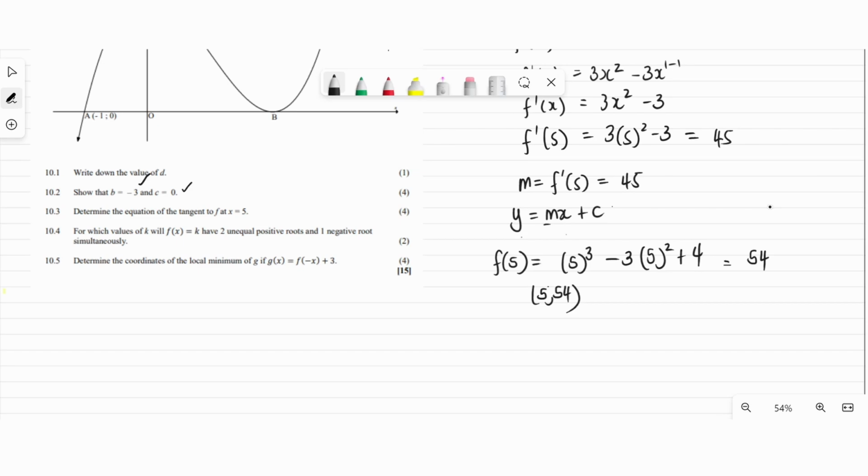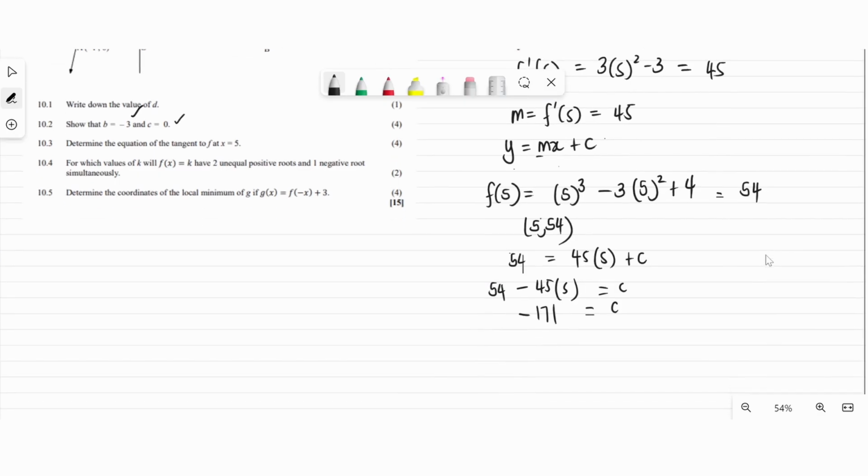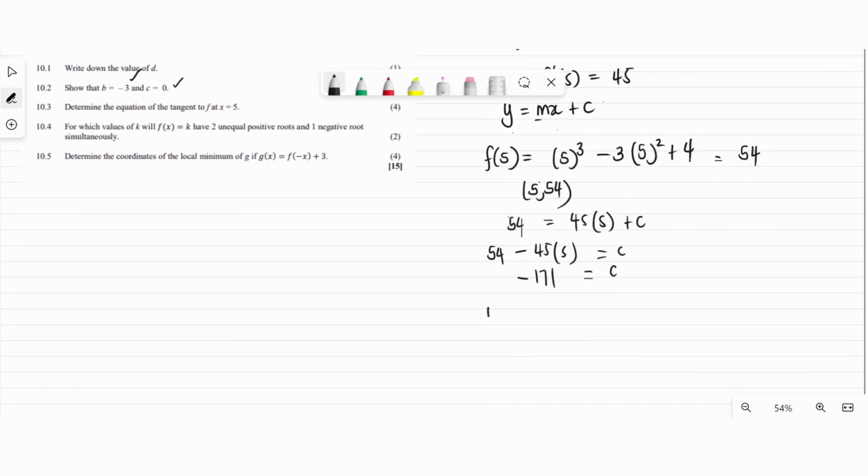So now let's substitute x, y and m. It's going to be 54 is equal to 45 times 5 plus c. Take this to the other side. It's going to be 54 minus 45 times 5 is equal to c. Therefore my c is going to be equal to negative 171. So now making our equation, y is equal to 45x minus 171. Then we're done with this question.